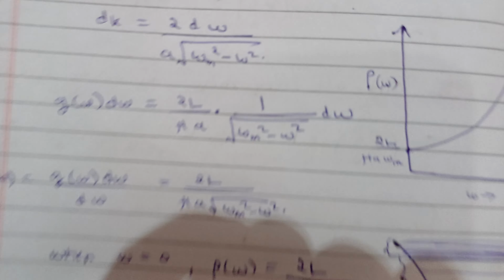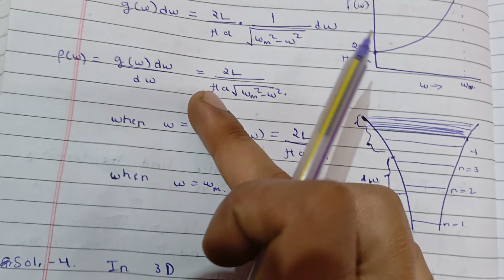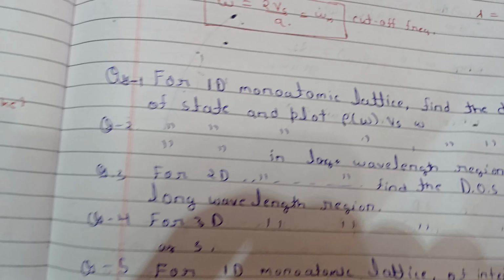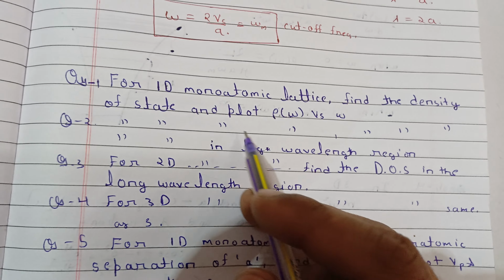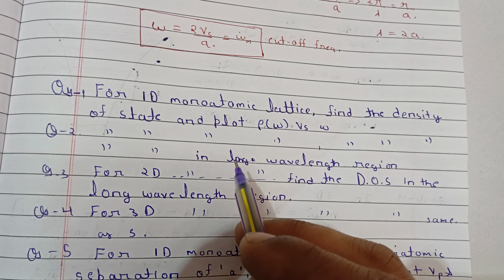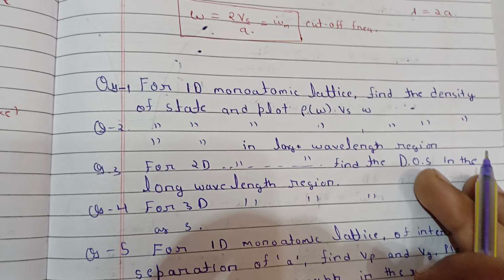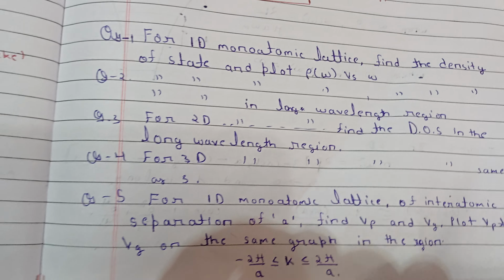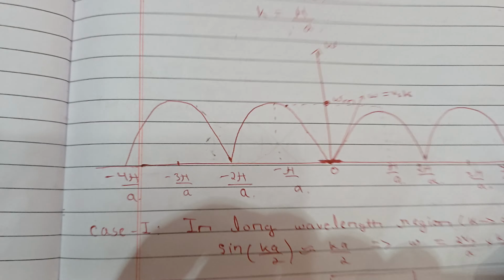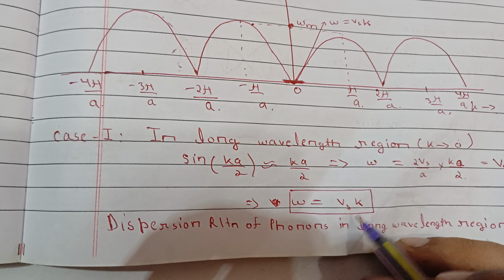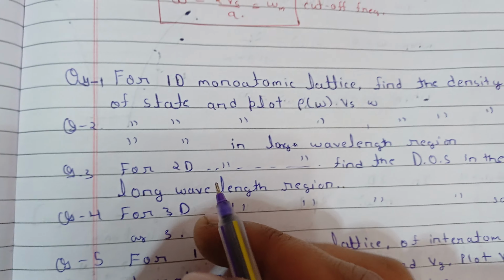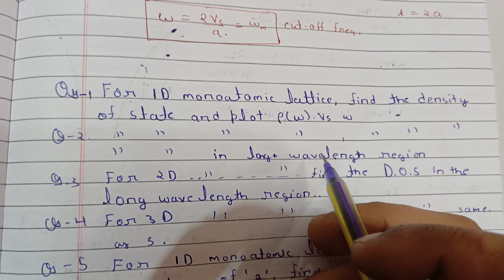I hope you get the question. There are some more questions. For the 1D monatomic lattice, find the density of states and plot omega in the long wavelength region. So what will you do here? In the long wavelength region, we derived this formula, omega equal to Vsk. Use this and find the density of states.